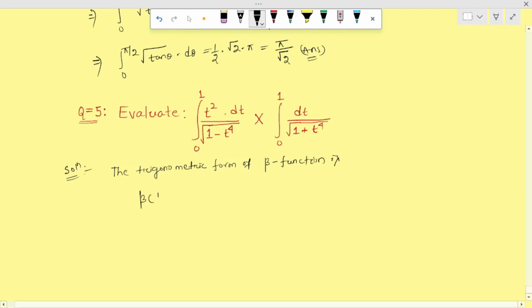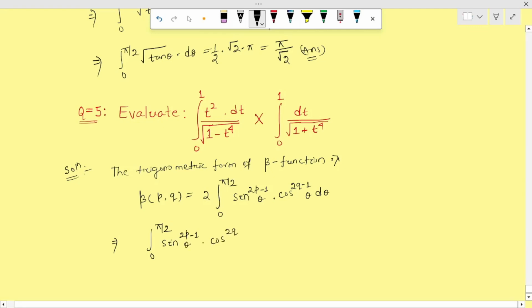that is, beta(p, q) is equal to 2 into the integral from 0 to pi by 2 of sine to the power 2p minus 1 theta into cos to the power 2q minus 1 theta d theta, or we can write the integral from 0 to pi by 2 of sine to the power 2p minus 1 theta into cos to the power 2q minus 1 theta d theta is equal to beta(p, q) by 2. Let this be equation number 1.